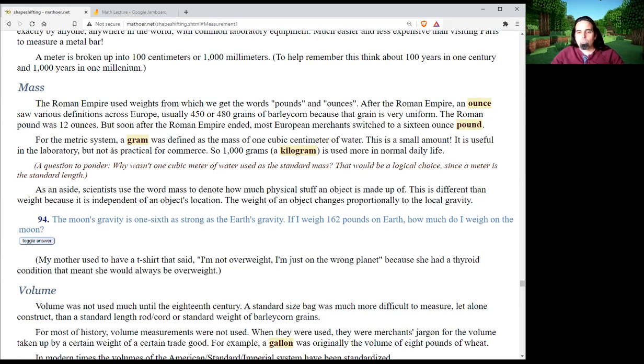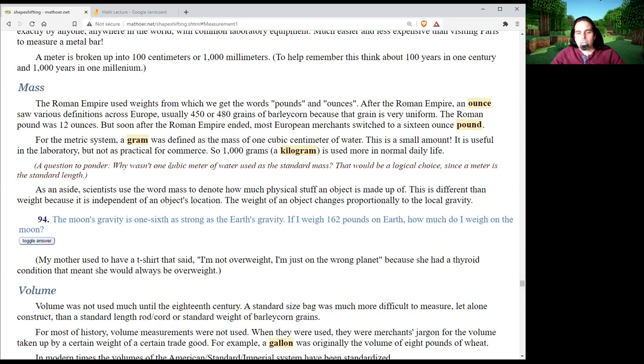For the metric system, a gram was defined as how much mass would be 1 cubic centimeter of water. So if you picture like a 6-sided die, it's about a centimeter on each side. And so if you fill that with water, how much does that weigh? It's a small amount. It's great if you were doing chemistry in the laboratory. It's not really practical if you're measuring your kid or something bigger. So 1,000 grams is a kilogram. That's what we often will use more in real life.